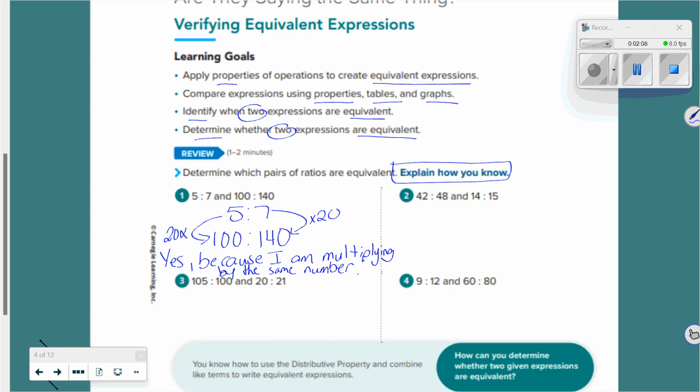All right, I'm giving you about 2 more minutes to do this, for those of you that were sitting there not knowing what to do. All right, 42 to 48, 14 to 15. What do I do to 42 to get 14? Divide. Divide by 3. What is 48 divided by 3? 16. Are they equivalent? No, because we have 15. That's not the right answer. No, not divided by the same number.